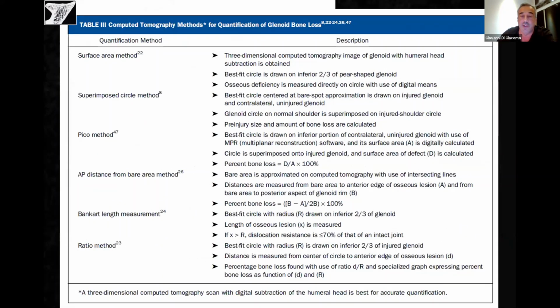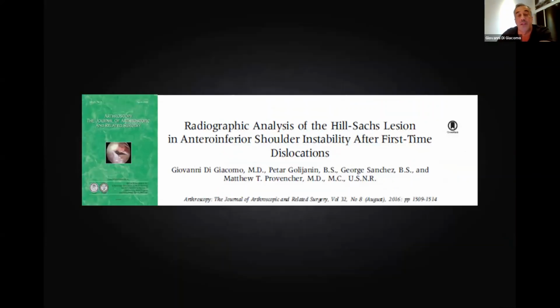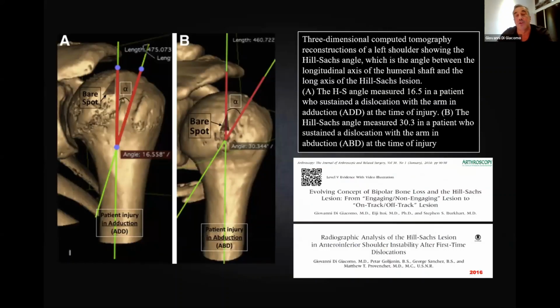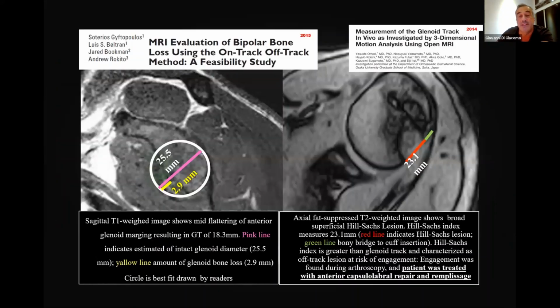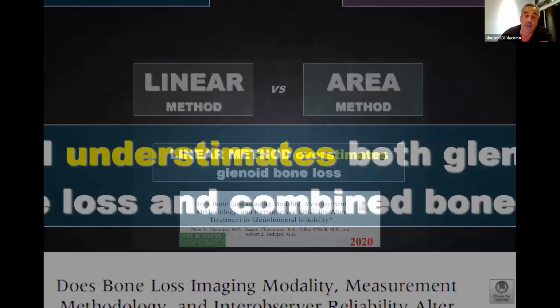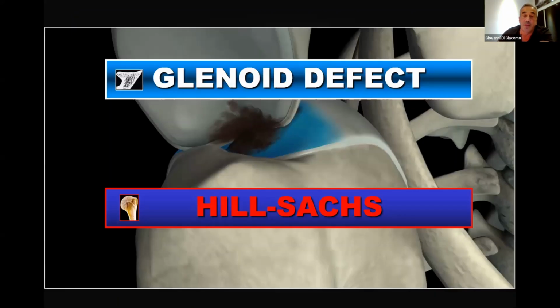You know that in the literature there are many ways to study the glenoid bone loss: surface area method, superimposed, PICO method from Italy, and we did also this study because we think that the position of the Hill-Sachs is very important. Now I will try to introduce you the bipolar study that I did with Steve Burkhart and Izzy Toy. We think that when we speak about glenoid bone loss or Hill-Sachs lesion, we have to study the interrelationship of these two bone lesions.